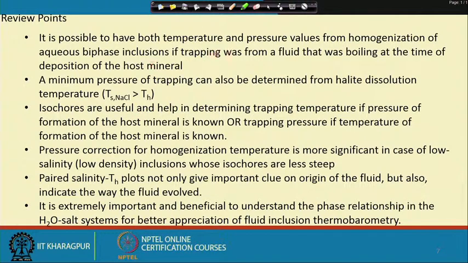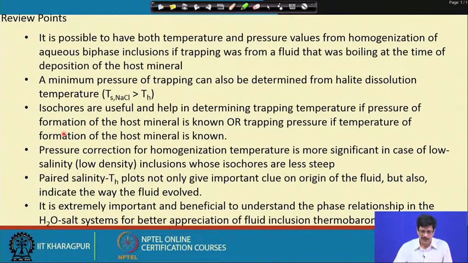So, it is possible to have both temperature and pressure values from homogenization of aqueous biphase inclusions if trapping was from a fluid that was boiling. It is possible to do barometry with halide daughter crystal bearing fluid inclusions, where the Ts NaCl necessarily has to be above Th, because if Ts NaCl happens to be below Th, then what we are getting at the homogenization is actually the liquid on the boiling curve, and we know that it will follow an isochore where the temperature and pressure cannot be further constrained.